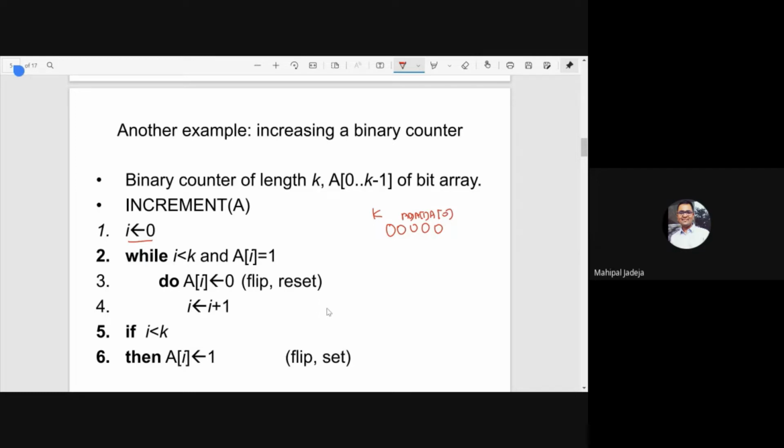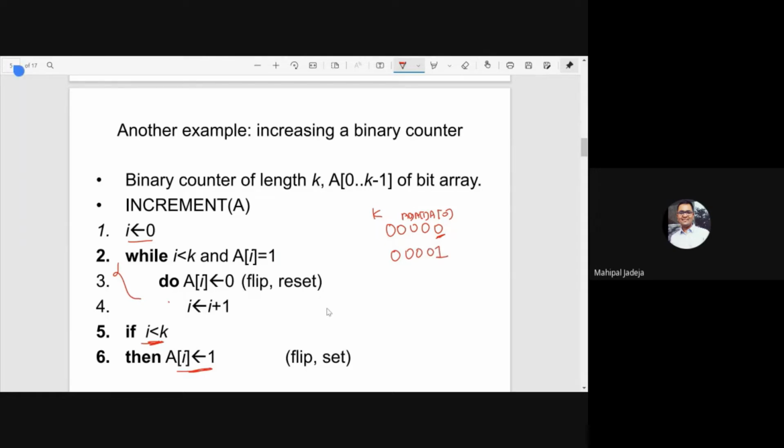So initially i is equal to 0, 0 is less than k, the very first A of 0 is 0, because I'm starting with all 0s, right? So we won't go inside this while loop, and then we'll go to this particular statement, i is less than k, yes, 0 is less than k, and we will set the last bit. So after the first iteration, my counter will be like this.